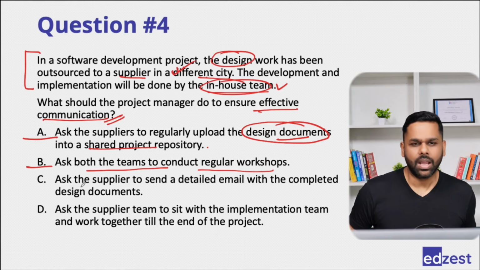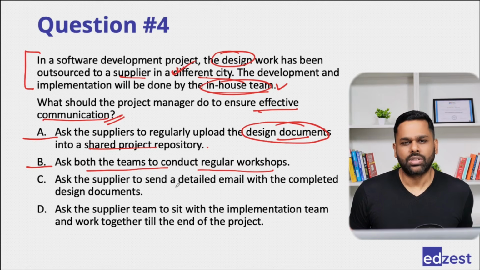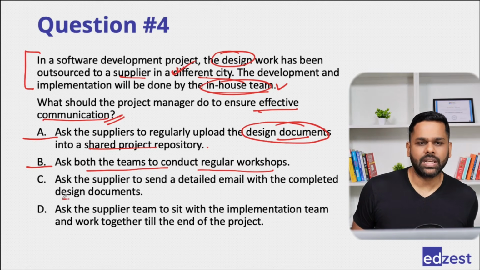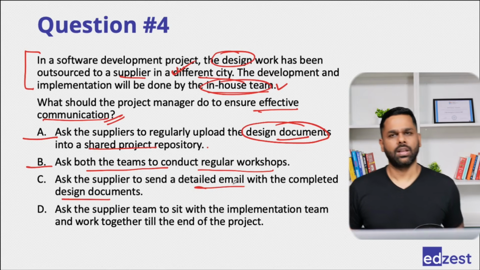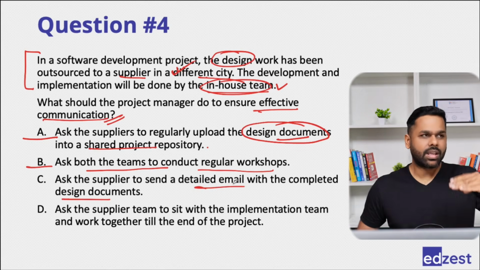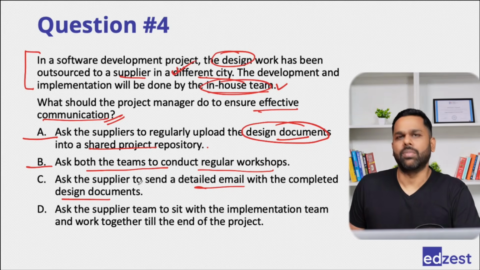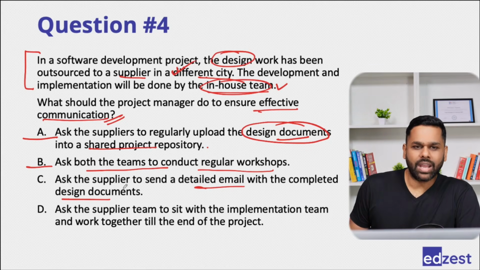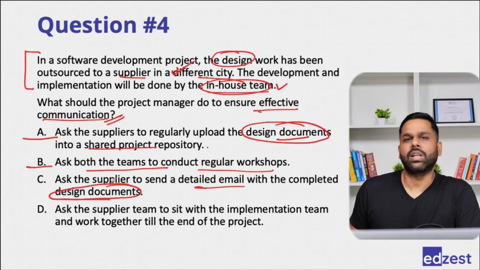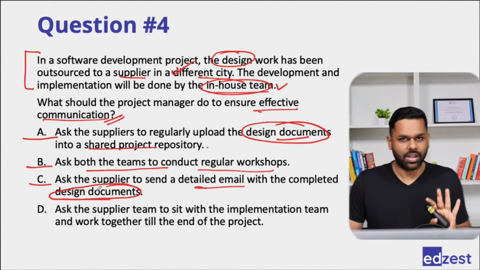Then we go to C. Ask the supplier to send a detailed email with the completed design documents. Right. So compared to A, where they are uploading it somewhere, we are saying they send an email of these documents. Again, why are we focused only on documents for the communication? Not sure, but again, we cannot eliminate it because this is also a way of communicating.